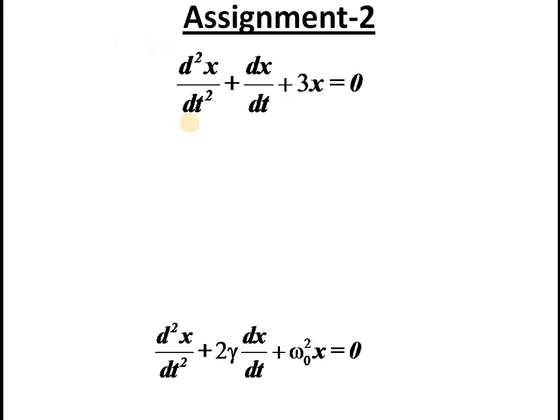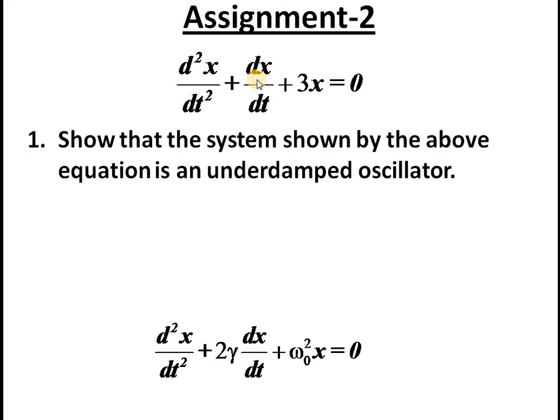Here's assignment number 2. You can see a differential equation: d square x by dt square plus dx by dt plus 3x is equal to 0. This is the differential equation of a damped harmonic oscillator. So here is the question: show that the system described by the above equation is an underdamped oscillator.